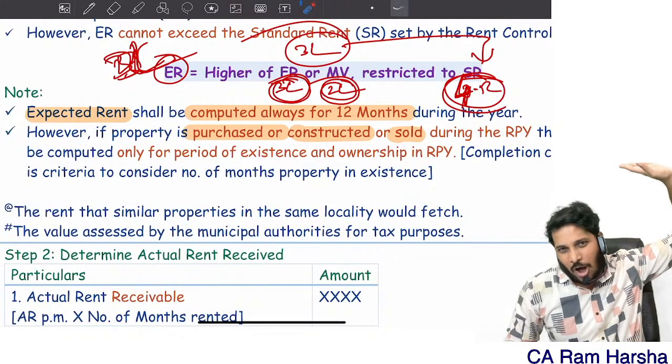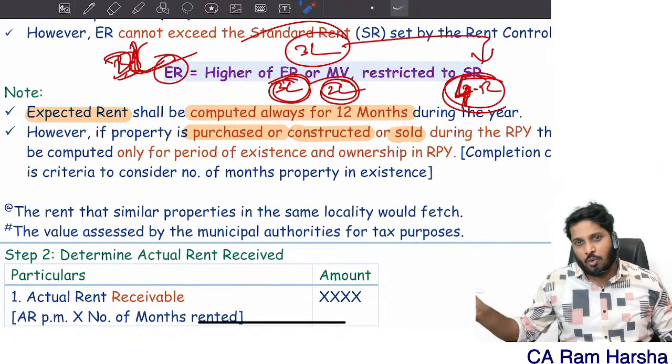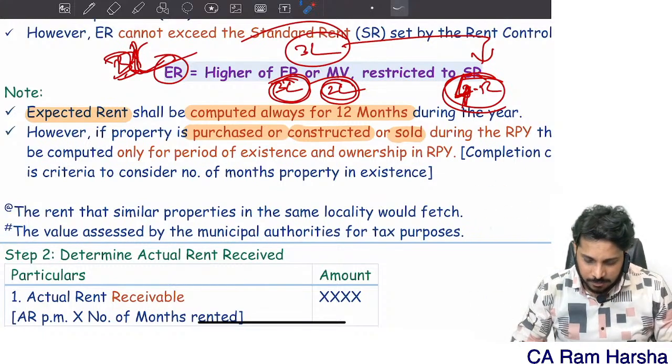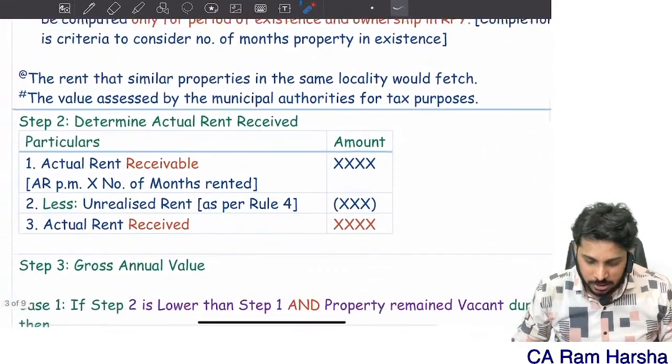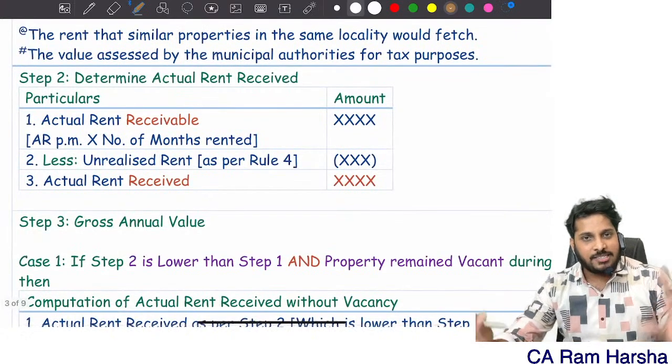Sir, I purchased long back, and throughout the year I am the owner. Then 12 months you compute. That's it. Getting it? Ownership period during the year, that is most important. Okay, sir. Expected rent is easy. Understood, sir.